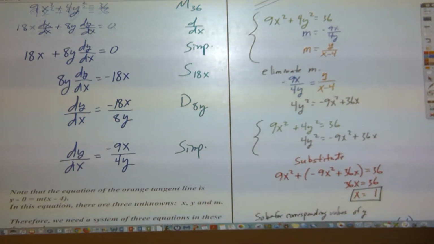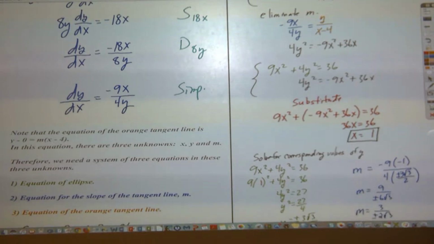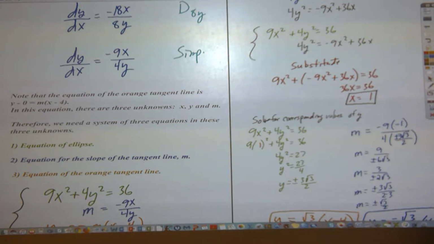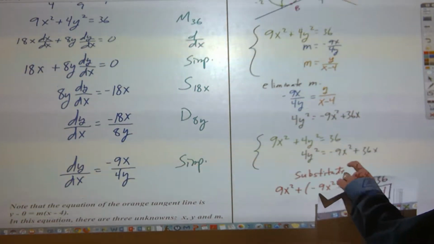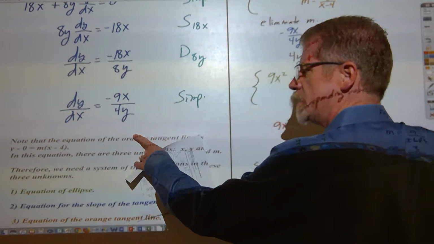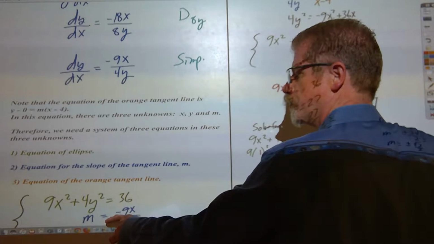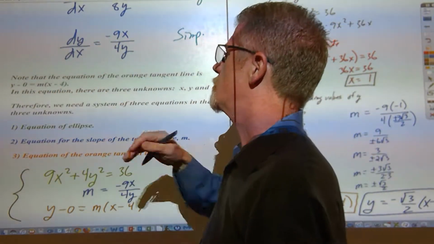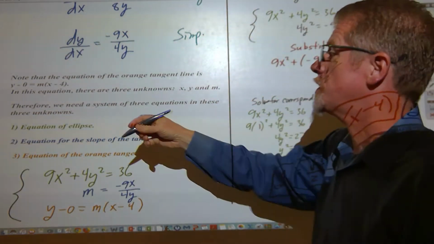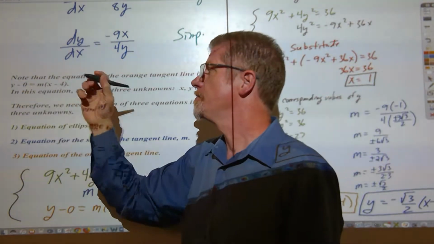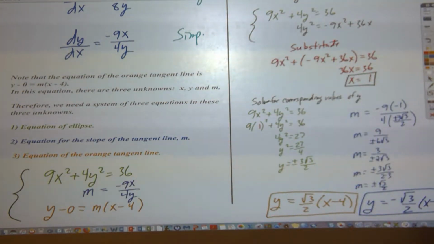Okay, so after that, I explained my process. The equation of the orange tangent line using point slope form is based on the equation dy/dx. So for m, I put in dy/dx. Well, I'm just calling it m for now. m is the slope of the tangent line. And I did note that there's 3 unknowns here. m is unknown. I don't know the slope. I don't know x. I don't know y. Where x and y are variables.